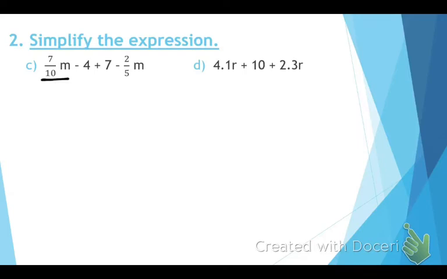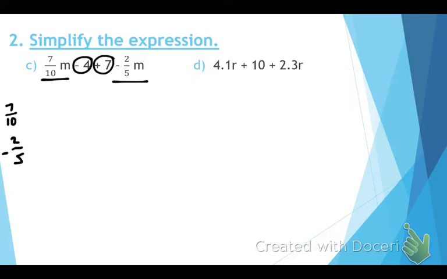7/10 m. Negative 2/5 m. What should I circle? Very good. When we combine the like terms, first we're going to combine the m family. What do I have to do before I can combine those, class? I need to get a common denominator. We're not going to multiply it, but we are going to find a common denominator.